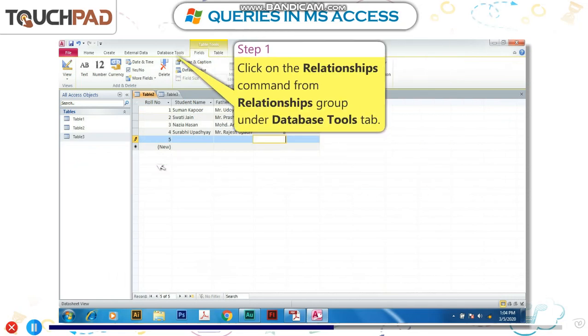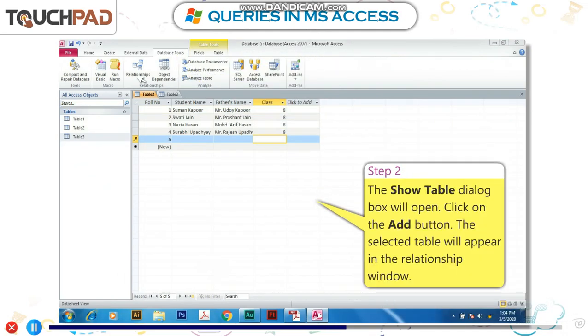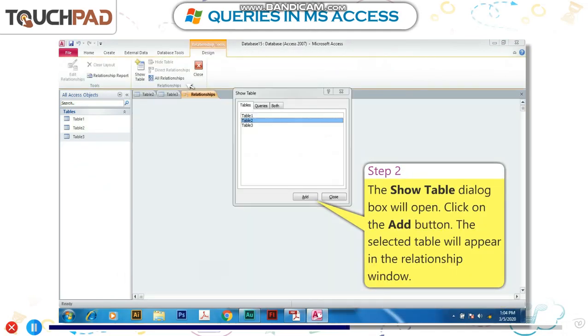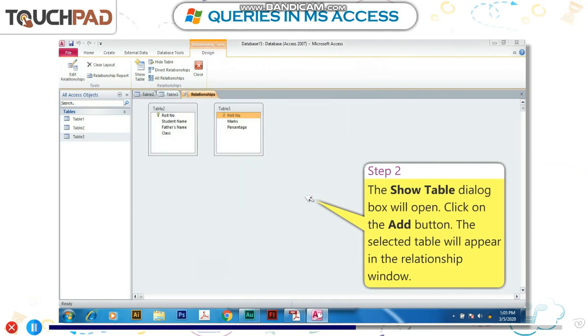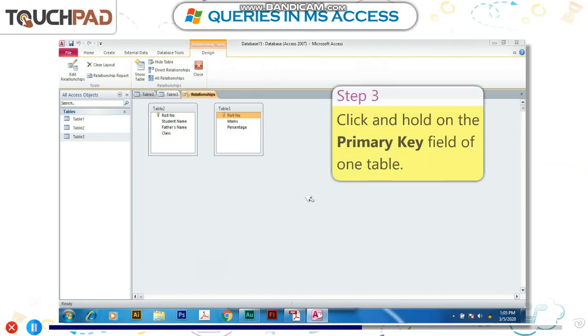Step 1. Click on the Relationships command from the Relationships group under the Database Tools tab. Step 2. The Show Table dialog box will open. Click on the Add button. The selected table will appear in the Relationship window.